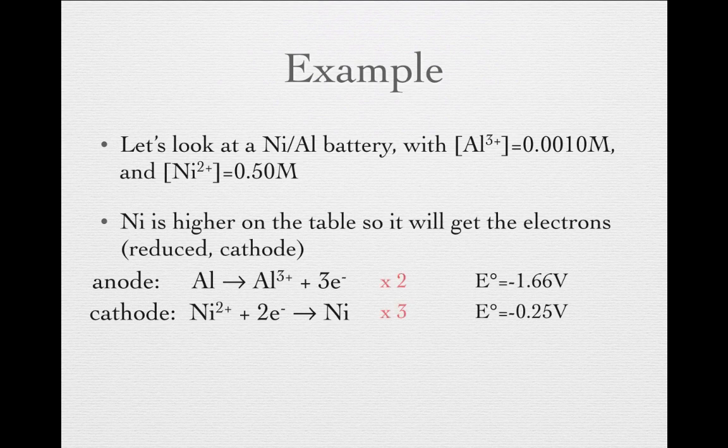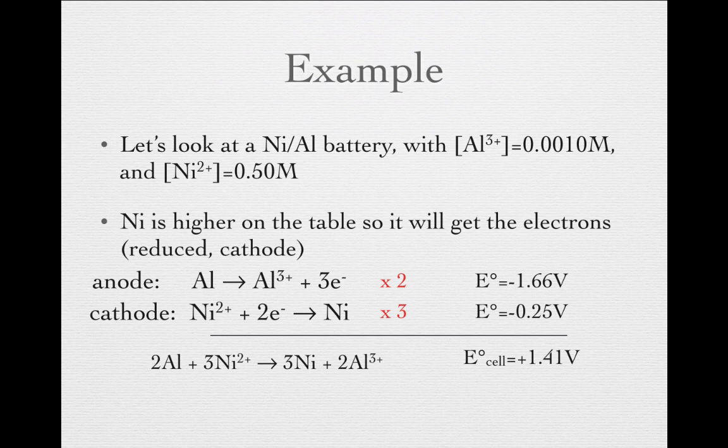Now I've got to add these two reactions together, and I've got to do it in a way that the electrons on either side of the arrow will cancel. So I've got 3 electrons in the top and 2 electrons in the bottom. My lowest common multiple is 6, so I need to multiply the top reaction by 2 and the bottom reaction by 3 to get 6 electrons and get those to cancel. When we add those up, we're going to get 2 aluminums plus 3 nickel 2 pluses going to 3 nickel solids plus 2 aluminum 3 pluses. Our E cell here is going to be plus 1.41.